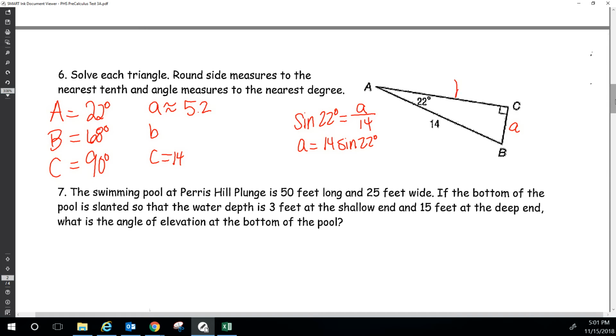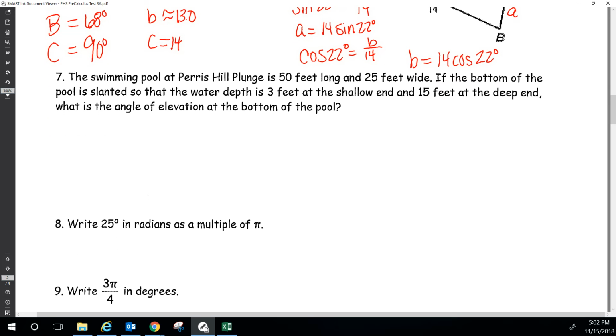And if I'm trying to find little b, that's going to be adjacent over hypotenuse. So cosine 22 degrees is little b over 14. Again, b is 14 cosine 22 degrees. Ooh, bit too crazy there. So little b is approximately 13.0. All right, I got about 57 seconds. Let's see if we can't get number 7.